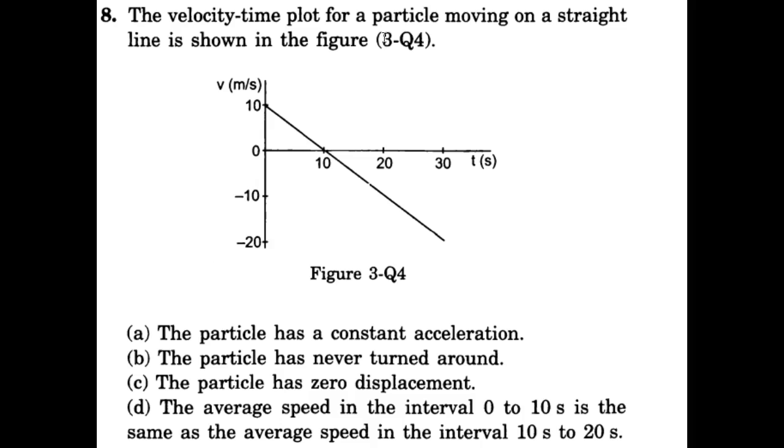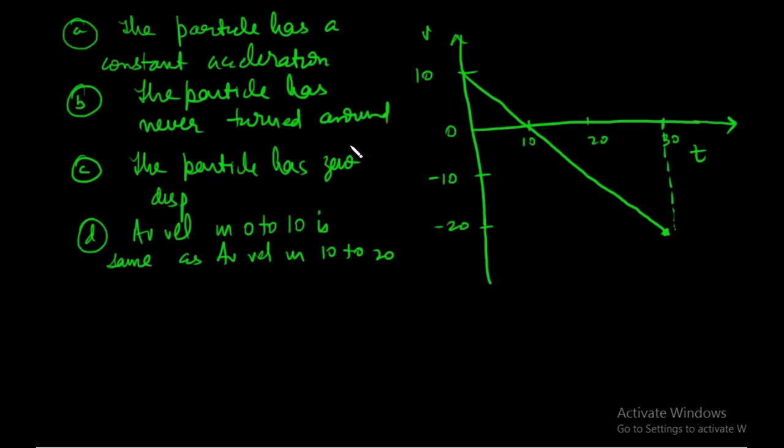The velocity time plot for a particle moving on a straight line is shown. This is a straight line sloping downwards, and this is the VT graph. We have to choose the correct option. The particle has constant acceleration. The particle has never turned around. The particle has 0 displacement. And the average speed in the interval 0 to 10 is the same as the average speed in the interval 10 to 20. Alright, so this is the question.